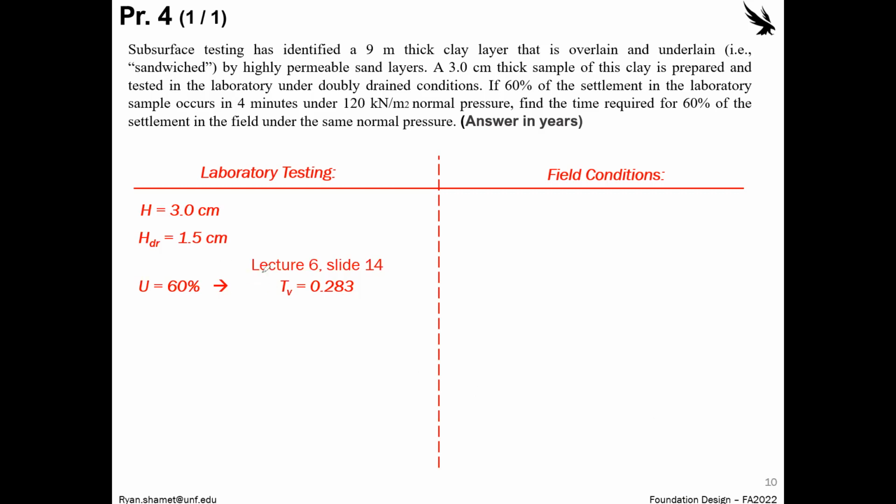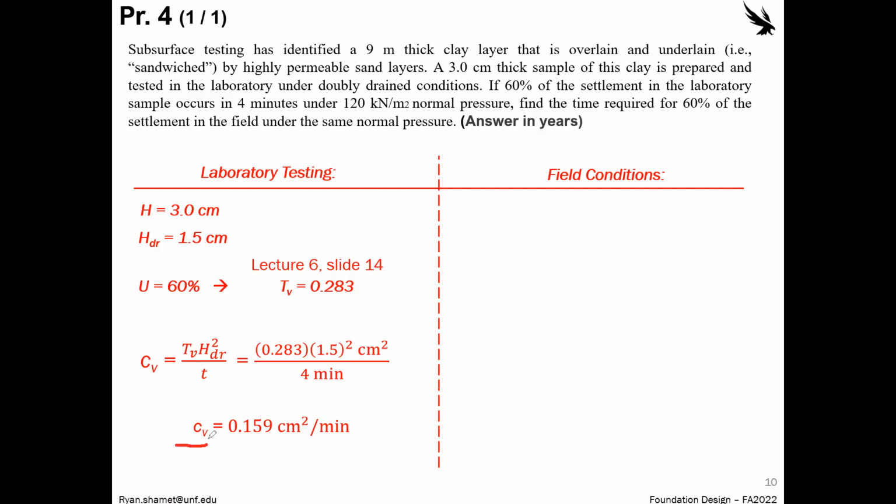And this can be found in lecture 6, slide 14. So to find our coefficient of consolidation, we use this equation here. Now we were told that it is 4 minutes, so we can plug that value in. We need to keep track of our units here though, and what we get is centimeters squared per minute. So we have a CV value of 0.159 centimeters squared per minute.